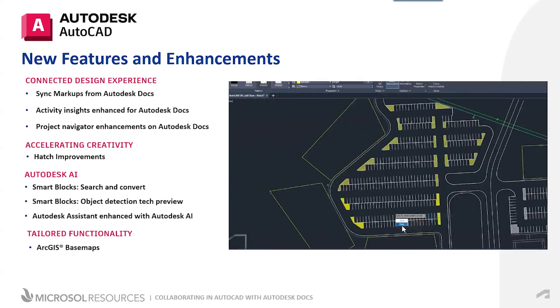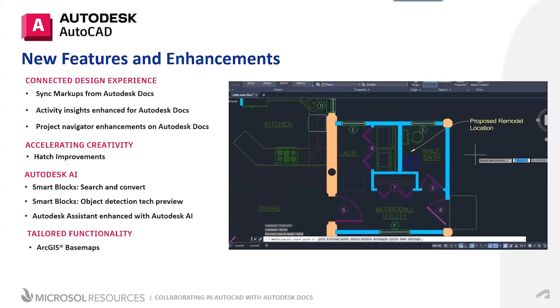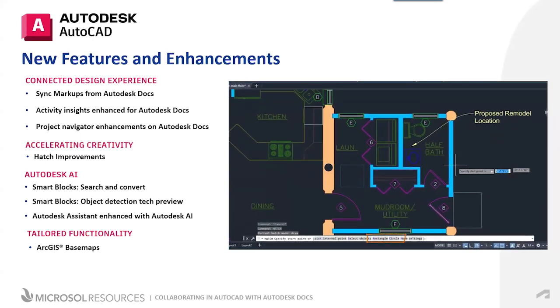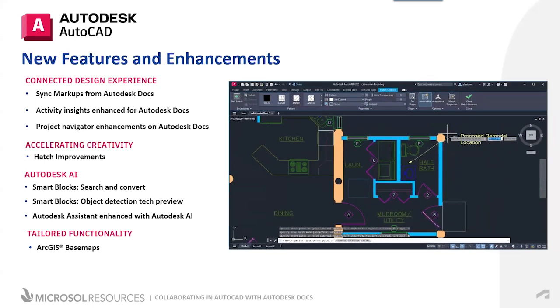Another very exciting feature that we have is the one that you are seeing on your screen, which is the improvements to the hatch command. We can now create hatches without the need of a previous boundary. We also have very exciting features that are related to Autodesk AI, mostly for blocks with search and convert and object detection. And we also have new maps for the ArcGIS system.